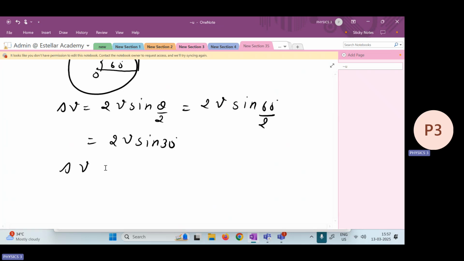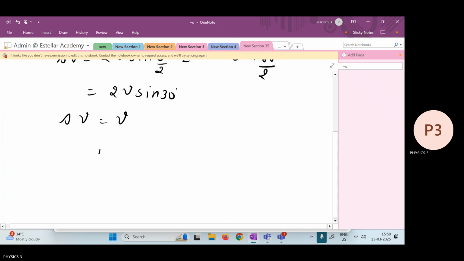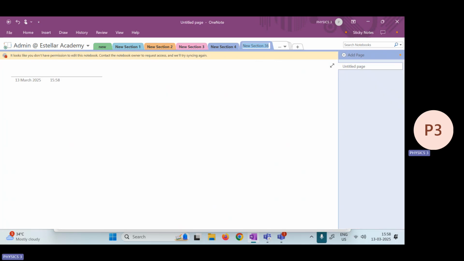So delta v comes out to be equal to v. So D option would be correct in this case, right? Let's go for the next question, the 30th question.